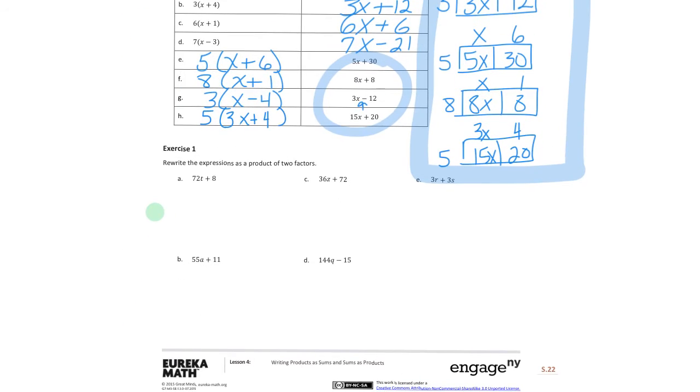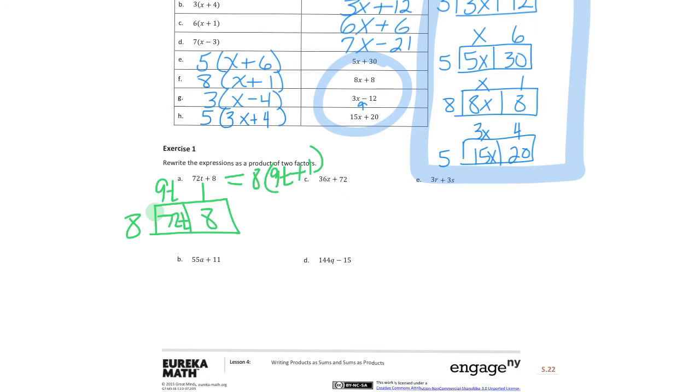So here, they're asking me to rewrite the expression as the product of two factors. So I think to myself, okay, here's my box, 72t and 8. What's going to go into both of them? 8. And then this would be 9t and 1. So this is equal to 8 times the sum of 9t plus 1.